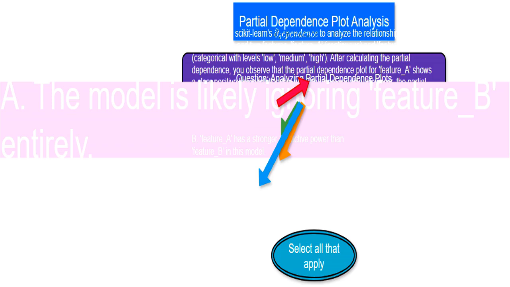This possibility is open. A flat partial dependence plot for feature_B doesn't rule out interaction effects. The effect might be small in the marginal plot, but it could still exist when we consider the interaction with feature_A. A conditional effect of feature_B on prediction given a specific value of feature_A could exist, and the partial dependence plot might not display this clearly.